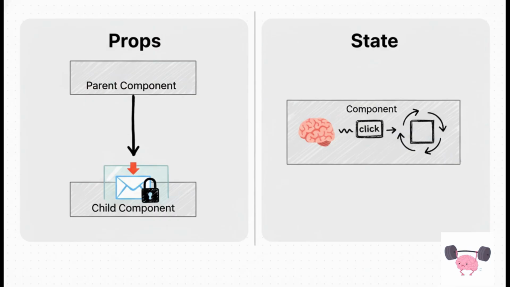End of story. Then on the right, we have state, the component's memory. Here the data is managed internally. It's mutable. It's designed to be changed by the component itself. And it's those changes that trigger updates to the UI. So it all boils down to this. Where does the data come from, and who gets to change it?